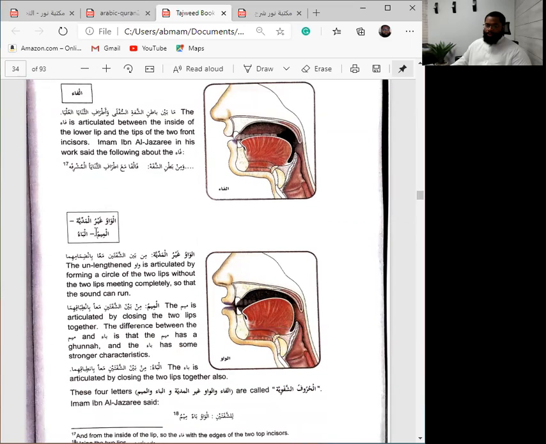The next articulation point is the lips being pursed or closed, or both lips in action at the same time. Three letters are pronounced from the lips, which are al-waw, al-ba, and al-mim. Before, we talked about al-waw being from al-jawf. You guys remember, right?